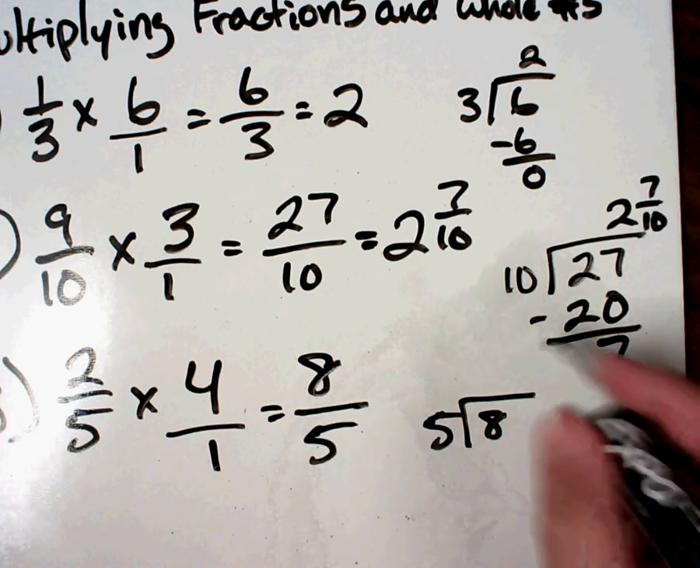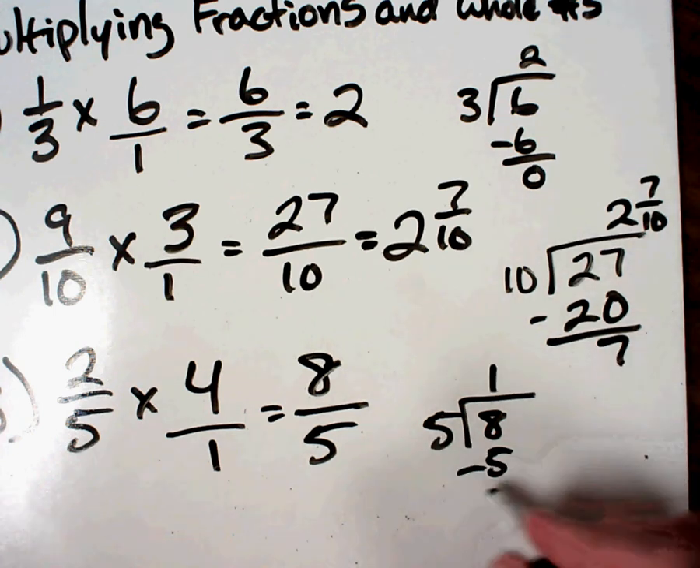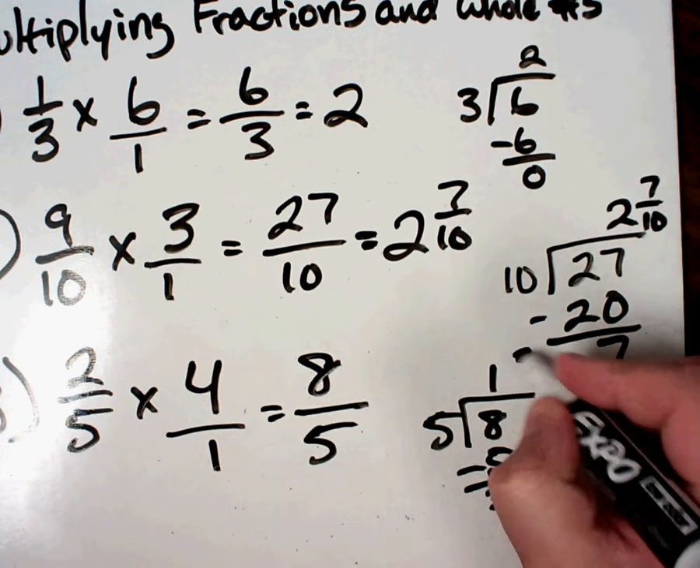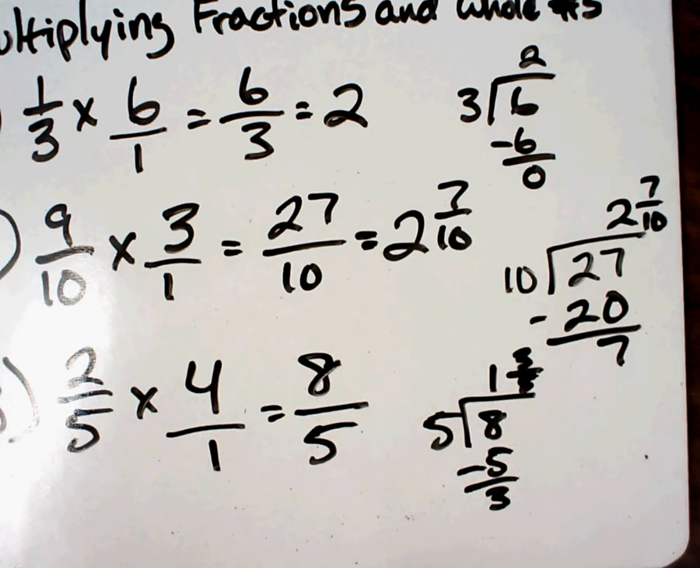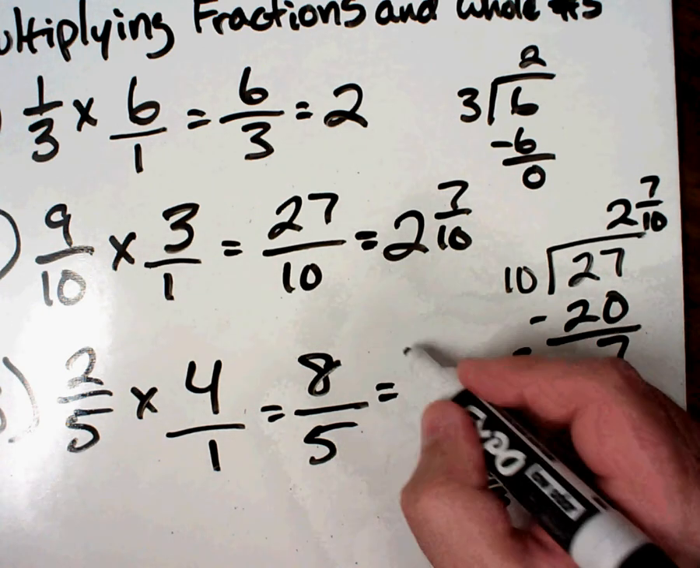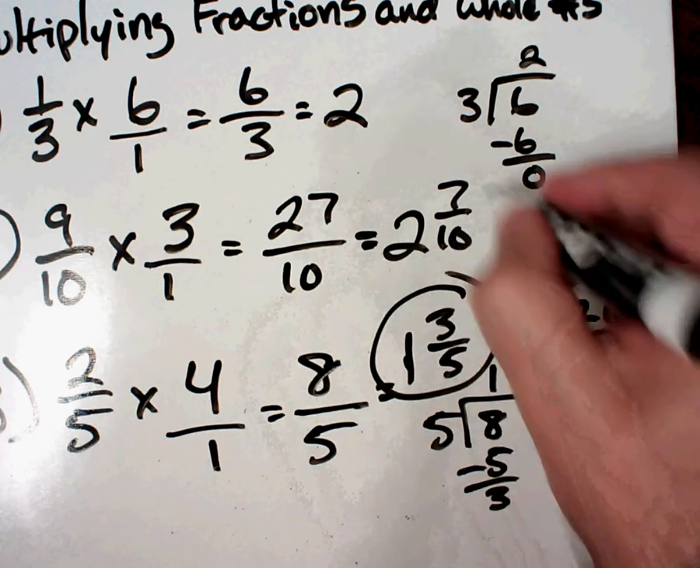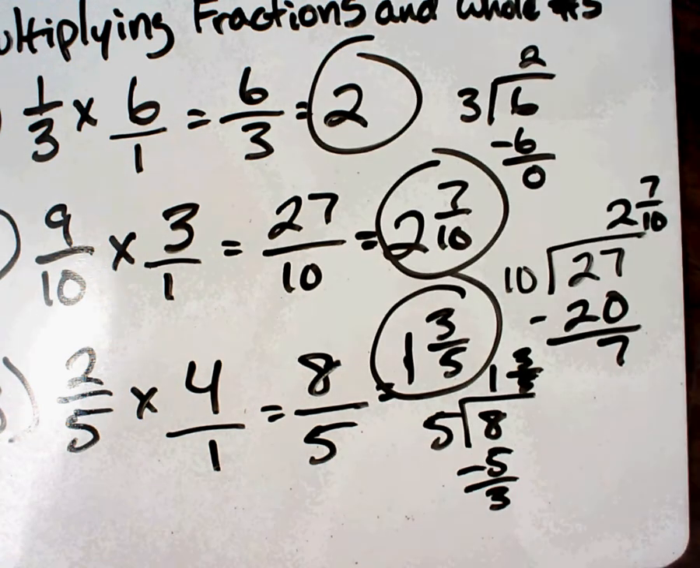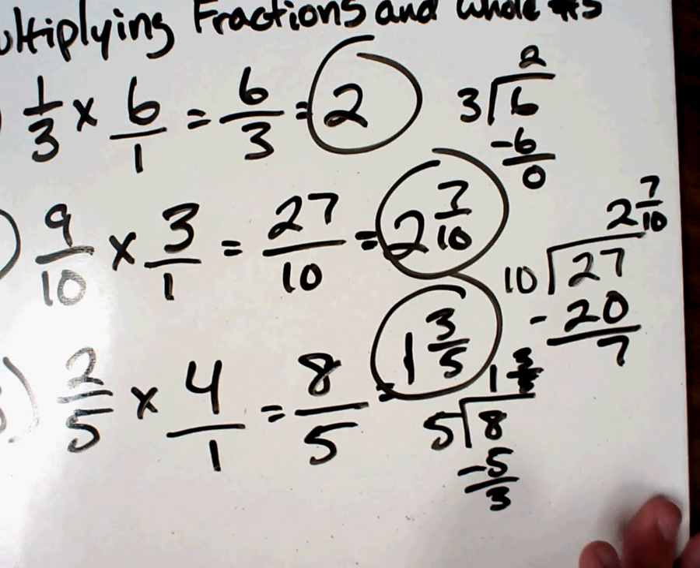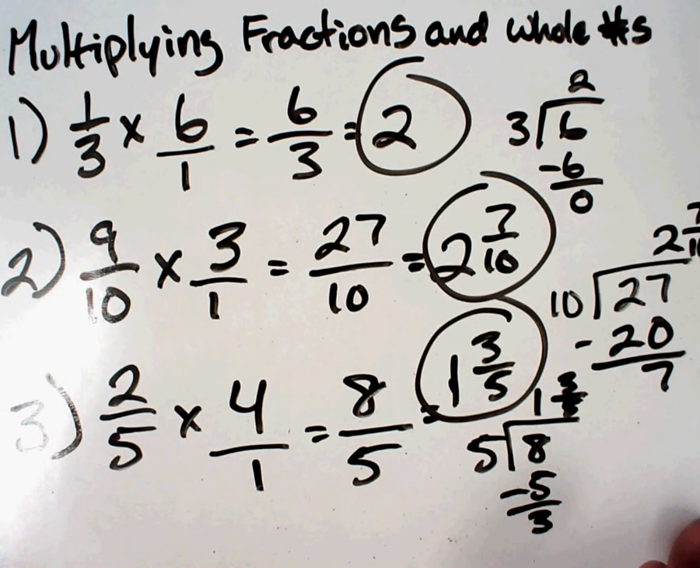All right, so 5 goes into 8 one time. My remainder is 3, and so my fraction is 3/5. That's written very small, but my final answer is 1 3/5. I'm going to circle my final answers here because this is getting a little bit messy, a little bit crowded. 3 problems might have been a little ambitious, but we're trying to go quickly.